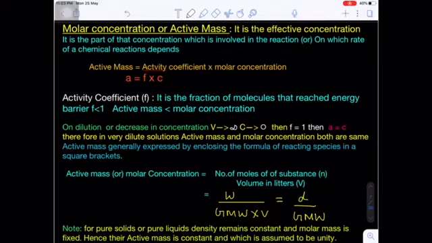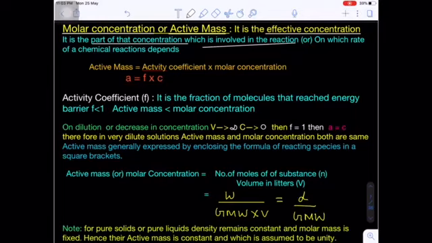Now what is the definition of a molar concentration, otherwise active mass? This is nothing but the effective concentration. That means the part of the concentration which is involved in the reaction. The part of the concentration of a species which is involved in the reaction.